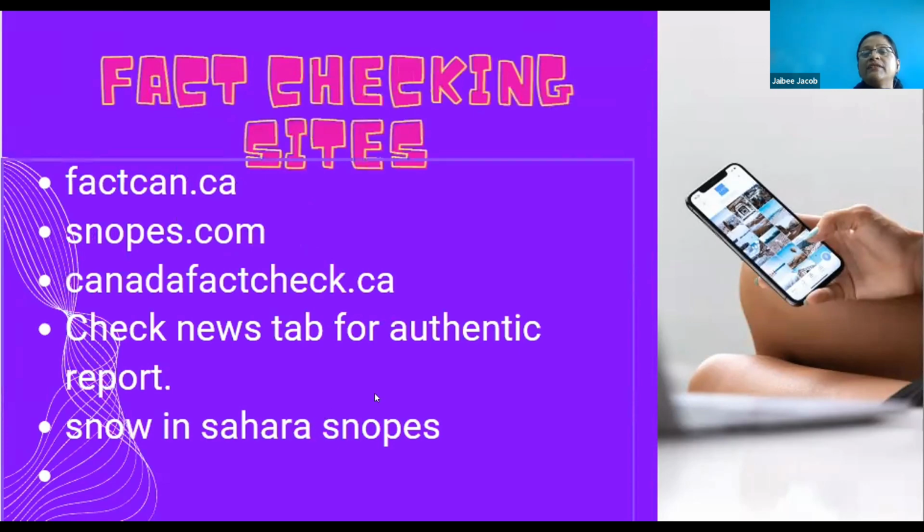This I found very interesting, fact-checking sites, and I did the snow in Sahara on Snopes, and it states whether the report is true. Like if your student wants to check the authenticity, or you want to check the authenticity of the article published, you can do it like this. Snow in Sahara is just an example. And if you write the word Snopes, then it will give you a report saying whether the article is true, with proofs like satellite images and all. I just checked this and I found satellite images there.